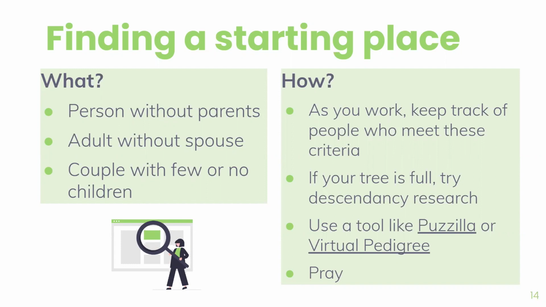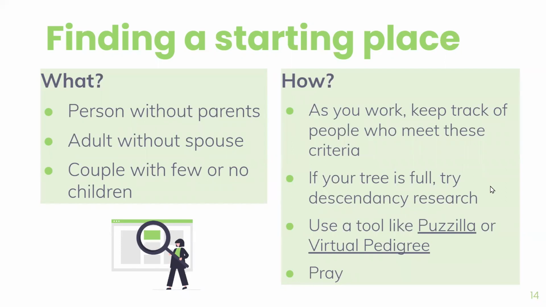The parents had all been merged. The kids, they were showing that they had, I don't know, 14 kids or something because the kids had all been mangled from these two families. And so as I undid the problems, I started to notice, hey, there's some kids here that don't have spouses. So let me write that down so that I can look at this later and see if I can find spouses. So that's one thing to do, as you're working on other lines, keep track of people in these situations. Also, if your tree is full, you can try descendancy research.